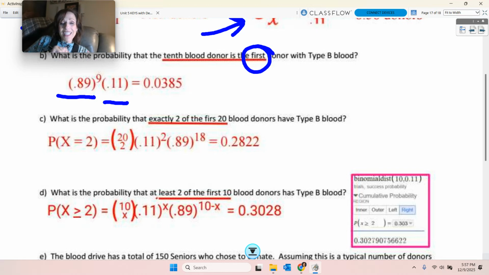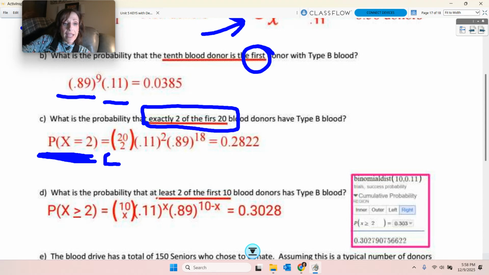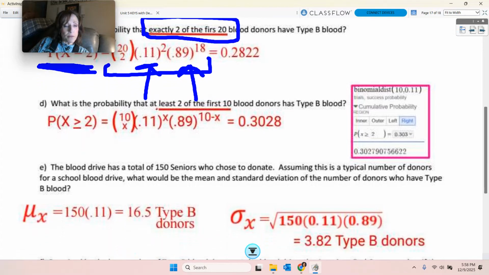Part C, what's the probability exactly 2 of 20? That is a set number of donors, 20 donors, and a set number of successes. So that is binomial. I am filling in the formula. I want exactly 2. Here is the binomial formula with 2 successes, so we have 18 failures. Then I put that into the calculator. I guess I didn't show that binomial version, but that was 0.2822.